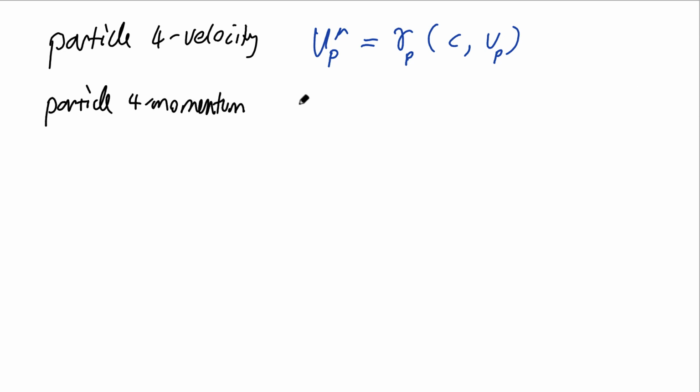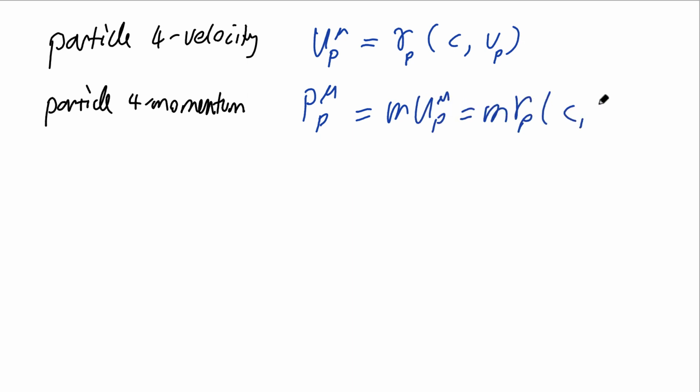So that will just be p^μ, and I'll put a subscript p on there for particle. That's m times u^μ. So that's m γ times (c, v_p). Now, the observer who sees the particle moving with the velocity v_p is the observer at rest in this Minkowski frame. In other words, the observer who's moving right along the t-axis.